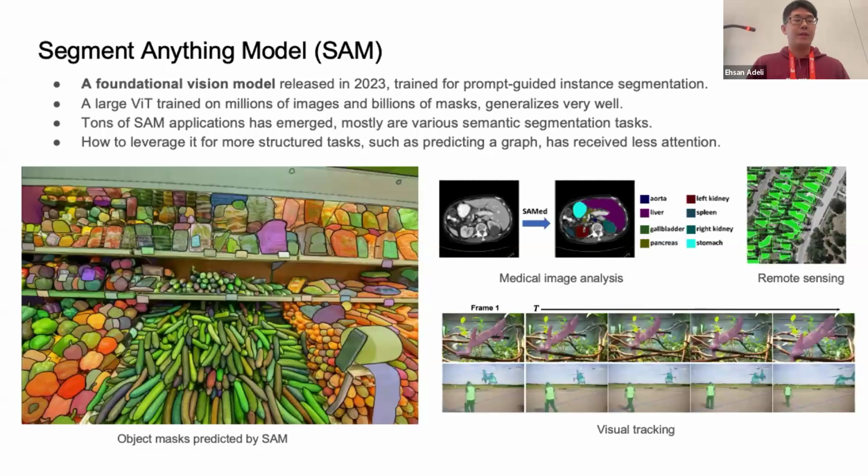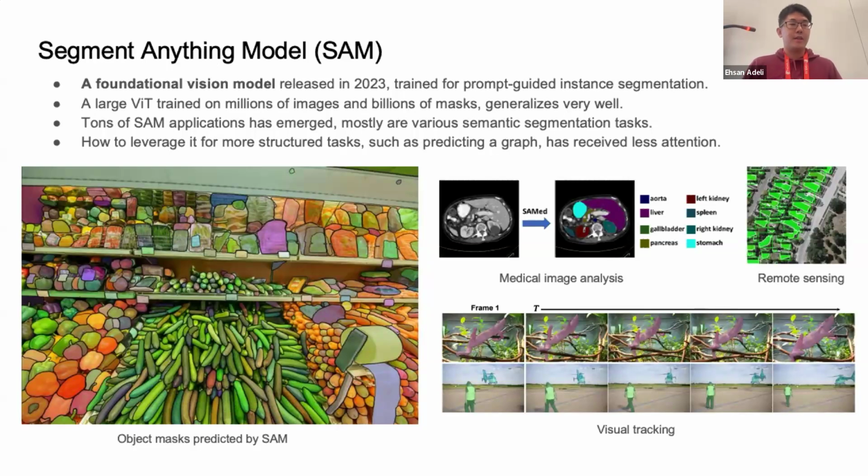So the Segment Anything Model, we are actually trying to incorporate Segment Anything Model to this task in this work. This is actually a foundational vision model released in 2023. It is trained for prompt-guided instance segmentation, and it is extremely good at this task, showing extraordinary accuracy and impressive zero-shot generalization capabilities. This is essentially a large visual transformer trained on millions of images and billions of masks, which is the root of its capabilities.